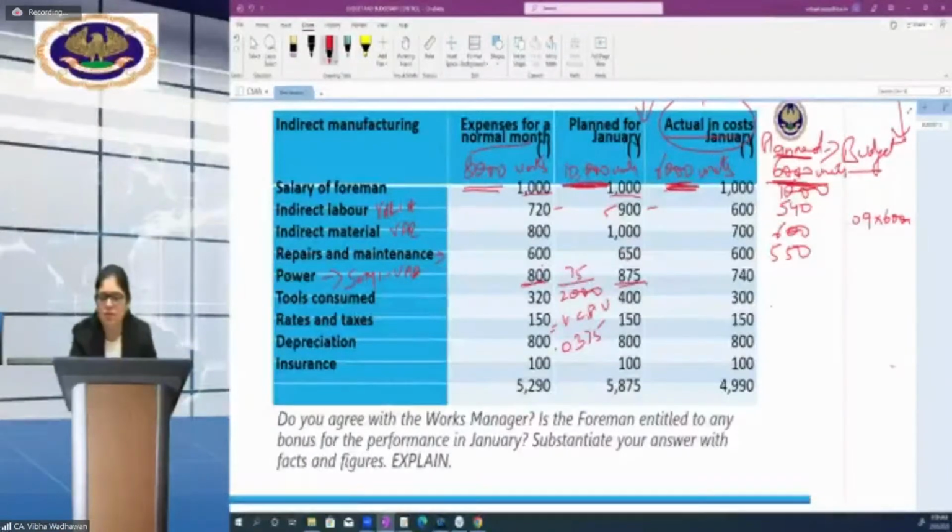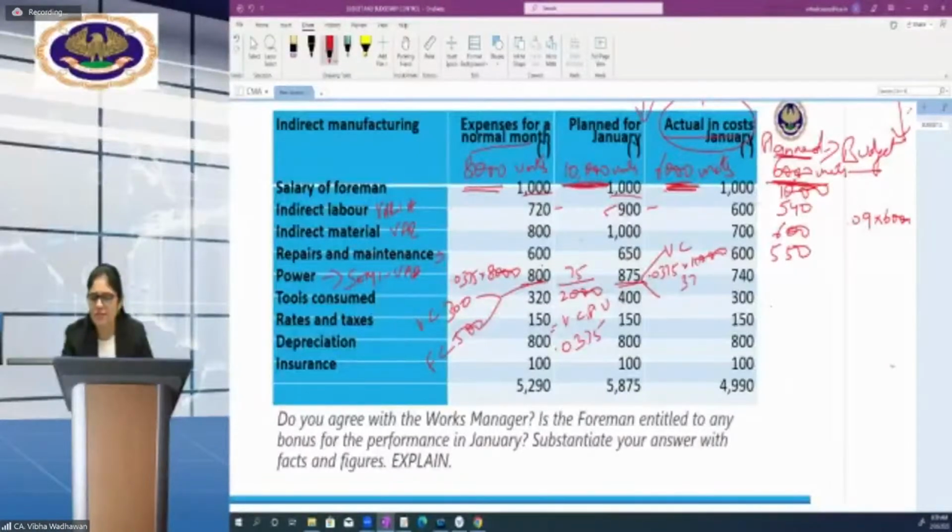So 0.0375 into 8,000 will give you the variable proportion. It's 300. So out of 800, 300 is variable cost, and 500 has to be fixed cost. Similarly here also, now we know the variable cost, 0.0375 into 10,000 comes to 375. Out of 875, 375 is variable. 500 has to be fixed.